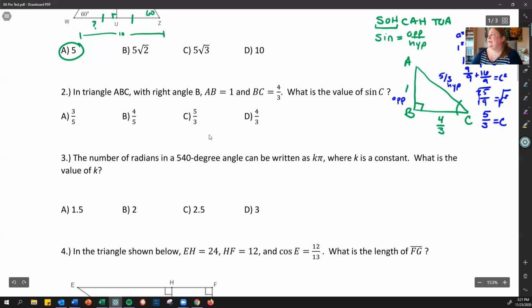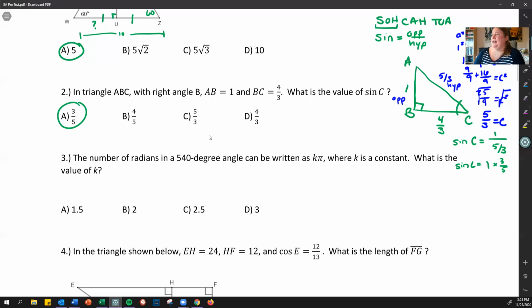So my next step is to go back to figure out the sine of c. It equals the opposite, which is 1, over the hypotenuse, which is 5/3. And I just have to simplify this complex fraction. Remember, when you divide by a fraction, that's the same as multiplied by the reciprocal. So think of this sine of c as 1 times 3/5. And that's just equal to 3/5. Here's my answer, A.